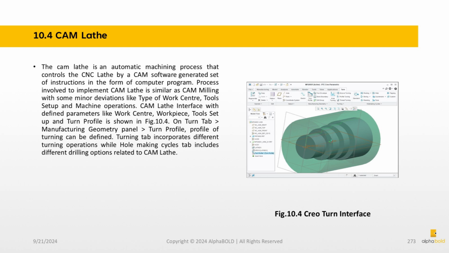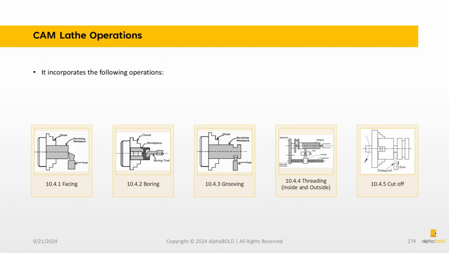On the Turn tab, in the Manufacturing Geometry panel, Turn Profile, the profile of turning can be defined. The Turning tab incorporates different turning operations, while the Hole Making Cycles tab includes different drilling options related to CAM lathe. CAM lathe operations incorporate facing, boring, grooving, threading, and cutoff operations.